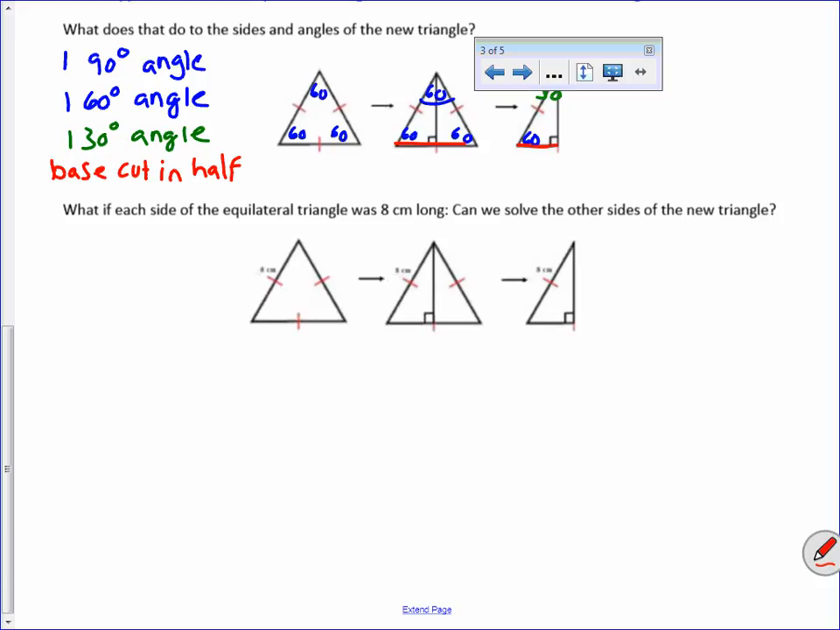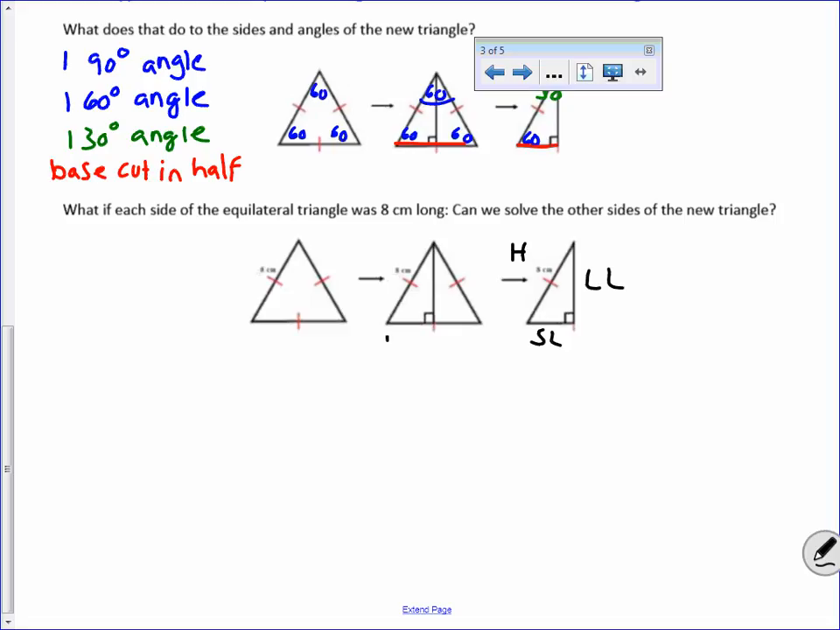It's asking us, can we solve for the sides of the new triangle? Okay, well, the cool thing about this one is now it's set up in my orientation. So the way I normally draw my right triangles, we know that this is going to be the hypotenuse, this is going to be the short leg, this is going to be the long leg. Okay.